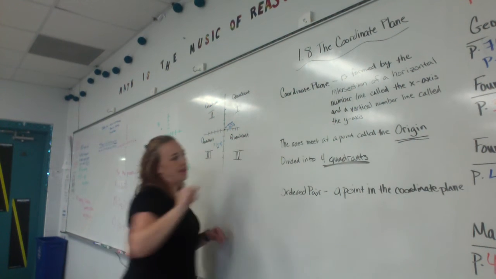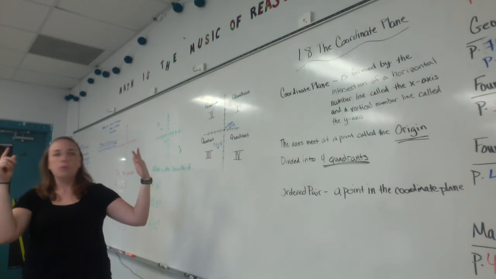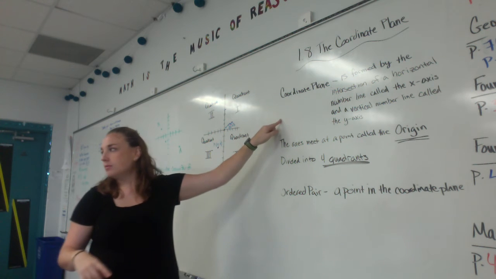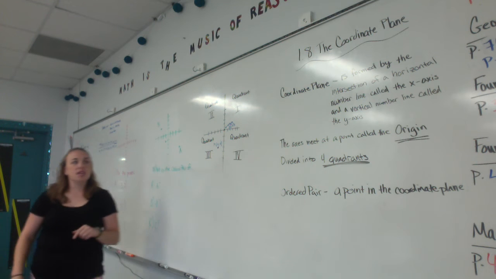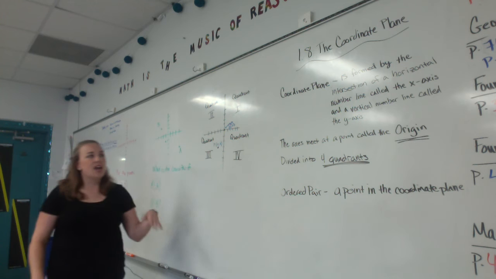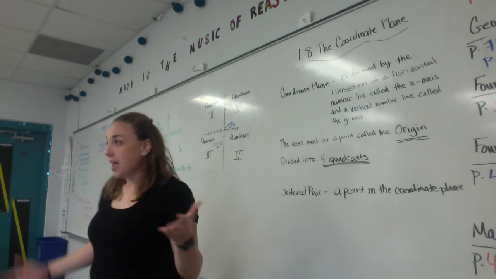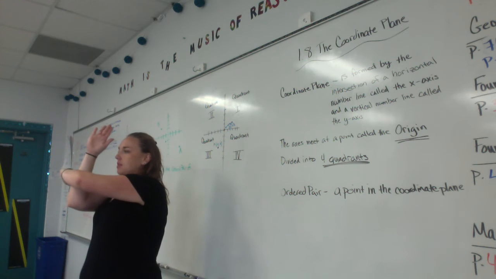Point 8, the coordinate plane. There are a few definitions we need to take a look at. The coordinate plane is formed by the intersection of a horizontal number line, called the x-axis, and a vertical number line called the y-axis. Y is up and down, x is across.